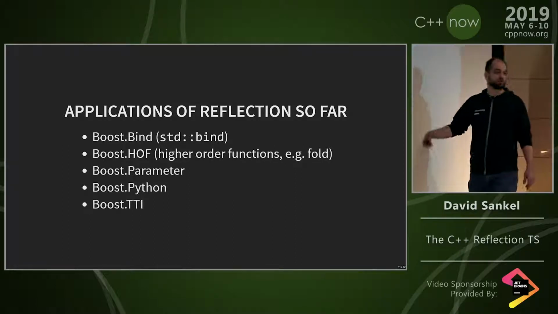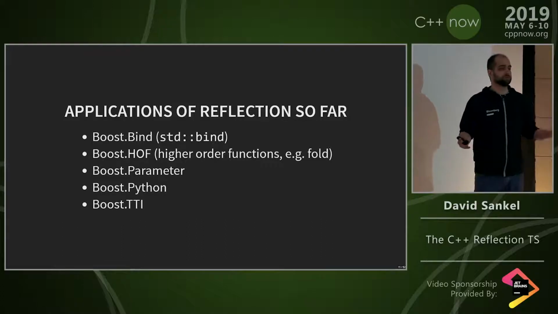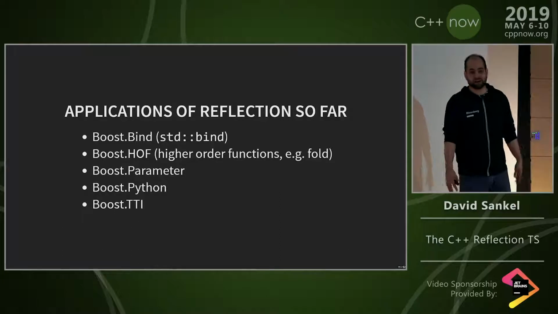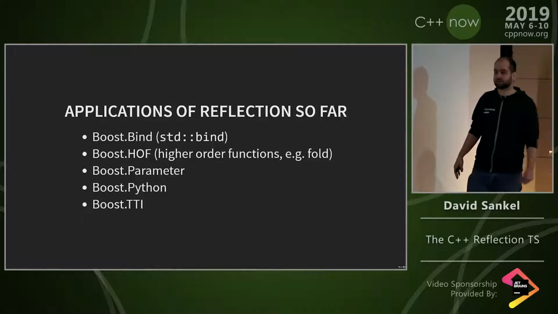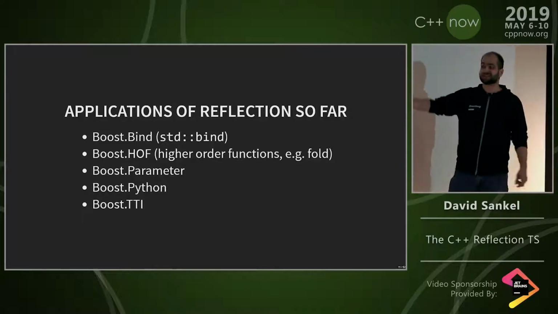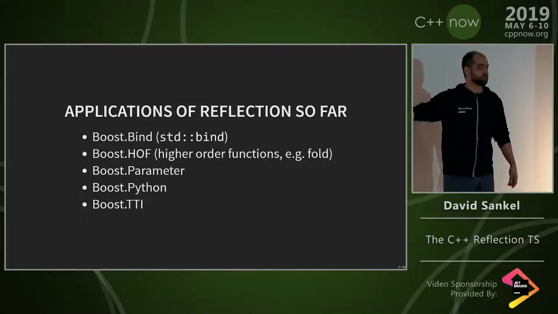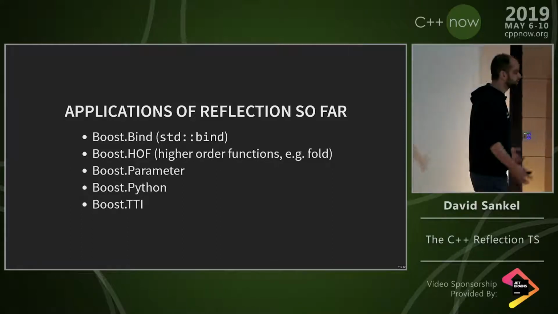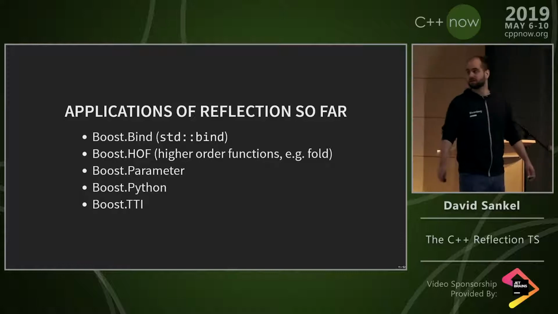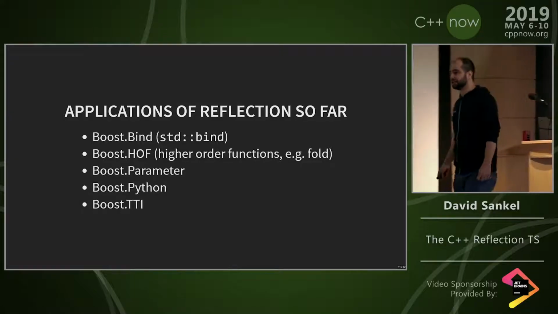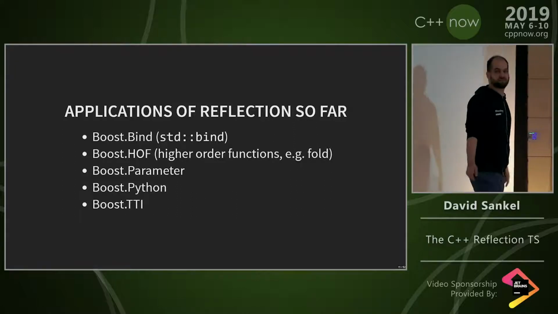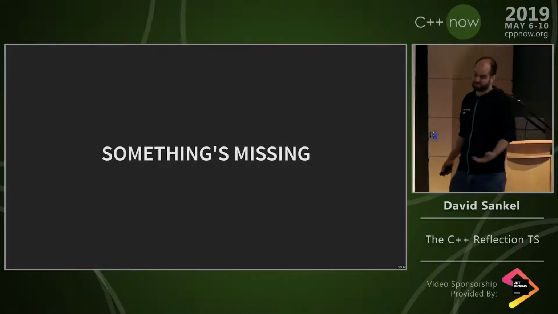Boost parameter, I don't know if you ever messed around with this one. This allows you to write functions that have keyword arguments in C++. It's pretty fun, but there's a lot of heavy machinery under there that requires reflection. Boost Python itself, to be able to take an arbitrary C++ function or C++ object and with minimal syntax expose it to Python, you need to reflect a lot on C++ in order to do that. And then Boost TTI. So maybe we have enough, or maybe something's missing. Well, let's just say something's missing.